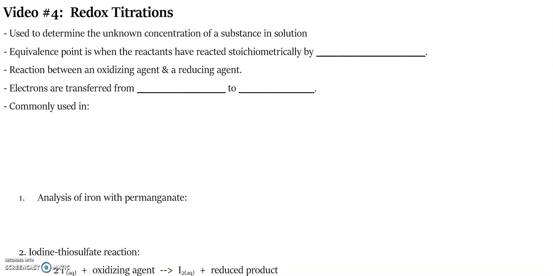This video is on redox titrations. Like other titrations we did with acids and bases, it's used to determine the unknown concentration of a substance in solution. The equivalence point is when the reactants have reacted stoichiometrically by transferring electrons.